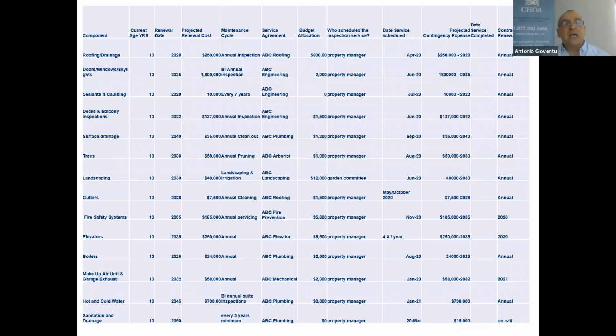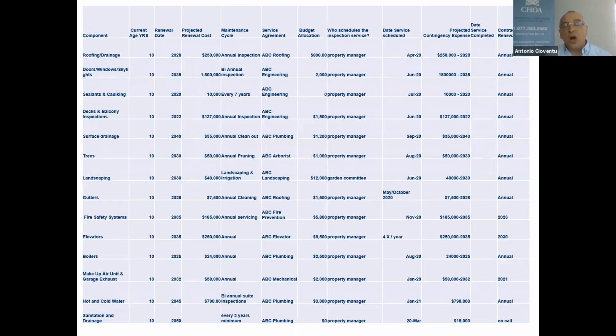Doors, windows, and skylights. Again, we've got a cycle. The current age is 10 years, projected renewal date of 2035. It's a significant cost. They do spend $2,000 a year to have the building envelope of doors, windows, and skylights inspected. And it's been very good for them because it's been very preemptive to solve problems, especially with the skylights that have arisen over the years.